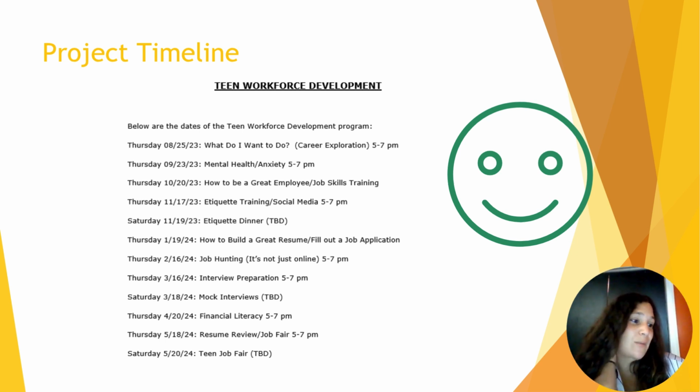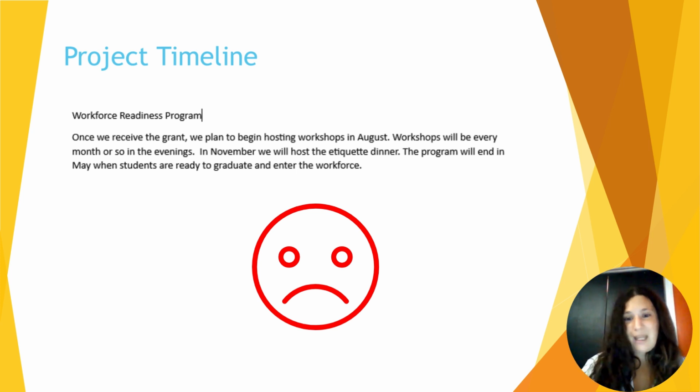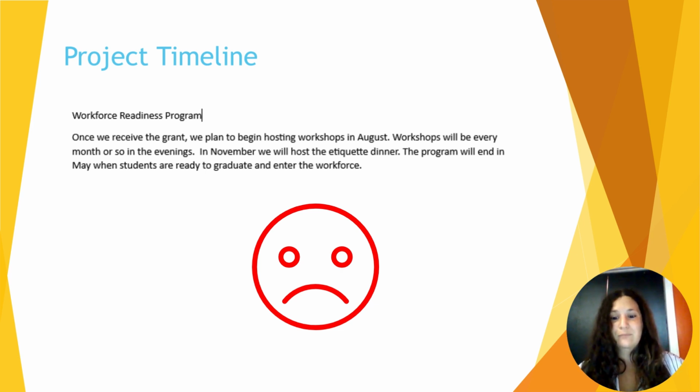Next description, it's kind of an okay one. It just says, once we get the grant, we'll begin hosting workshops in August. The workshops will vary each month, happen in the evenings. In November, we'll have a dinner. The program will end in May. So we kind of have a timeline. It sounds like it's going from August to May with like a November mid check-in. So, I mean, I have a timeline, but it's not broken down nicely like the one previously before that was. Again, leaves more to the imagination, a lot of filling in the blanks.